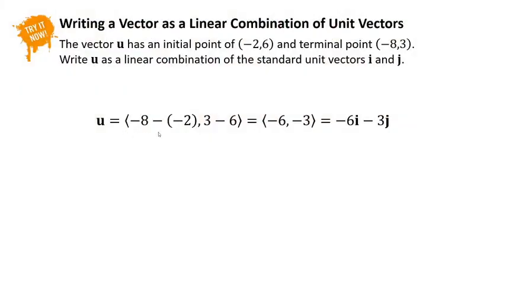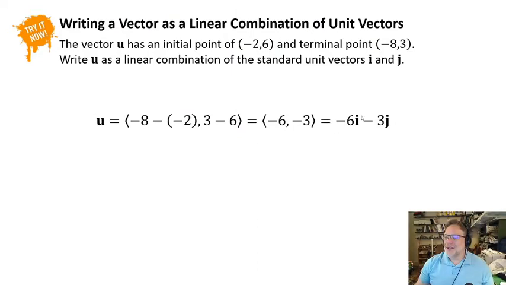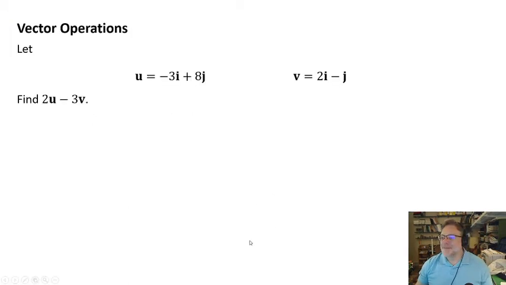Welcome back. Just like before, the process here involved first finding the components of vector u, and then representing those in terms of a linear combination of standard unit vectors i and j. Let's do something similar to what we were doing beforehand. Remember when we were using vectors u and v, and we were finding out how to calculate 2u minus 3v, some combination of those vectors here.